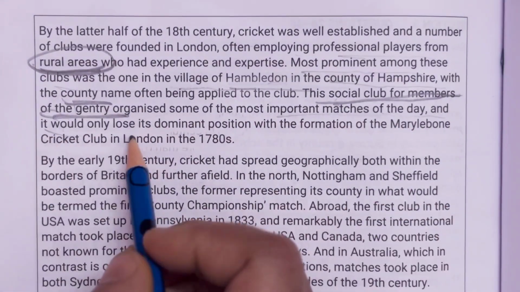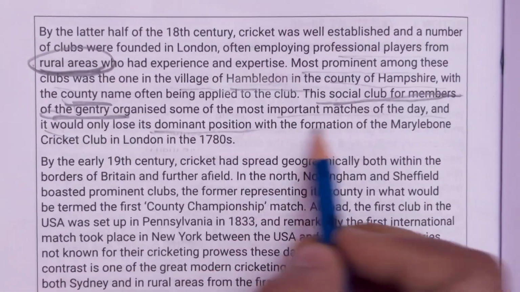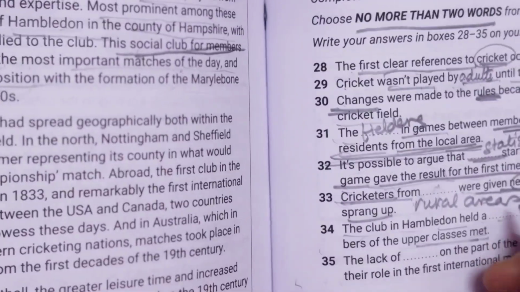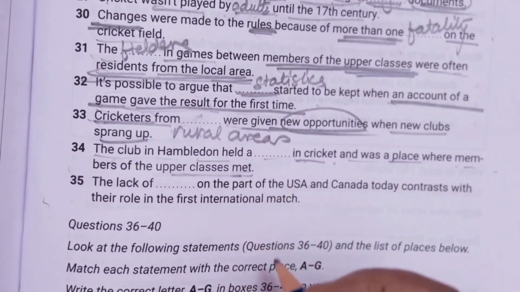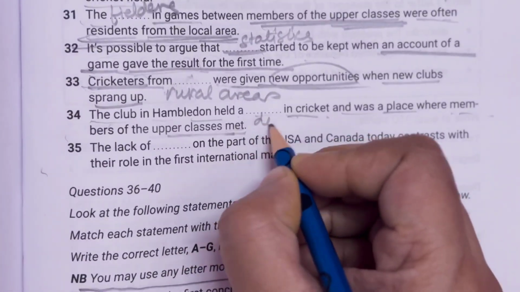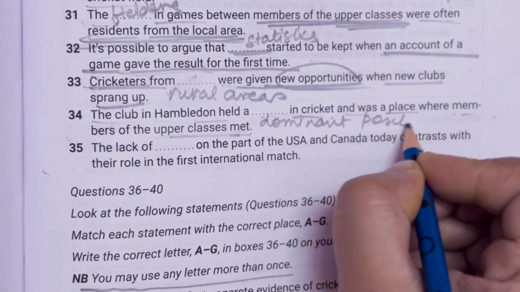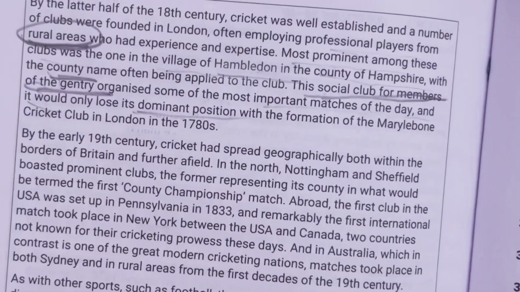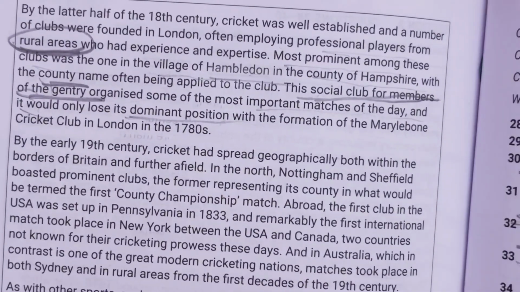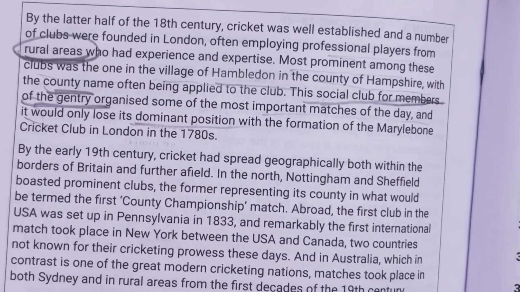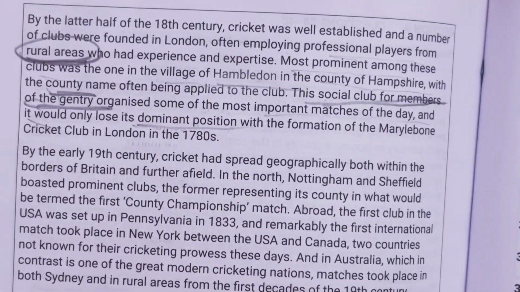Okay, and it would only lose its dominant position with the formation of Marylebone Cricket Club in London. So this is pretty difficult. It has to be dominant position. They held a dominant position because it says they would only lose a dominant position with the formation of this club. So they held a dominant position.